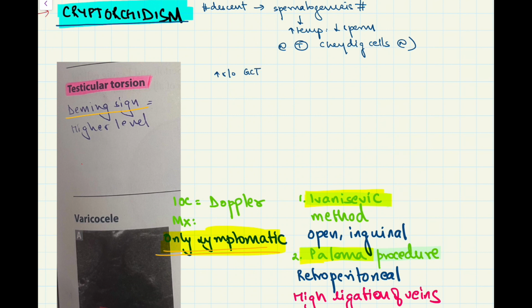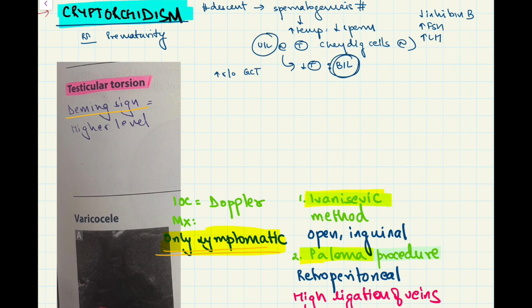The risk factor for cryptorchidism is prematurity. The hormonal profile will be decreased inhibin B due to increased temperature, increased FSH and increased LH, while decreased testosterone. This is seen in bilateral cryptorchidism. In unilateral cryptorchidism, the testosterone remains normal. So most of the cases of cryptorchidism resolve spontaneously, but if not, then orchidopexy is done before the age of 2 years to prevent infertility.